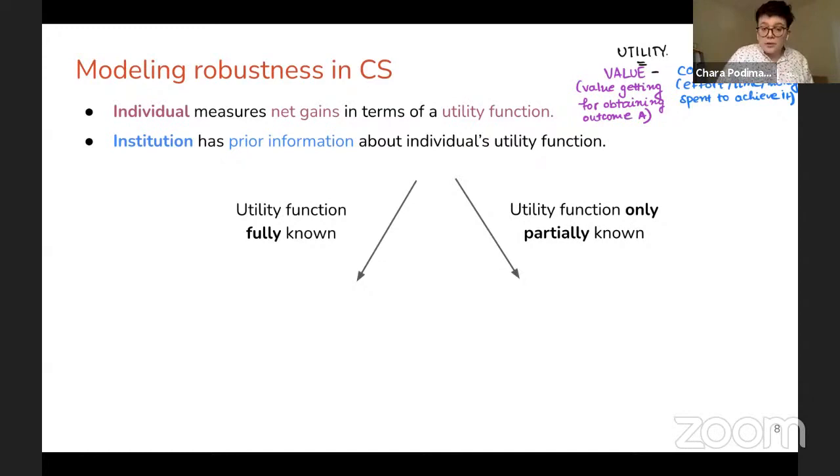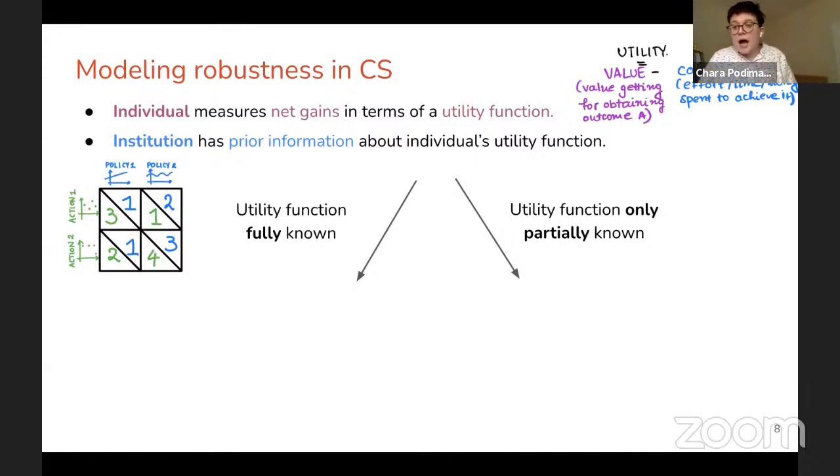And just to give you an idea about how this would look encoded in terms of payoff matrices, for those of you who are familiar with this, basically such a setting would tell you that when the utility function is fully known, then if you assume that the principal has only two policies that they can deploy, this is policy one and this is policy two, and the individual has only two actions that they can take. These actions correspond to the two different data sets that the individual can report. Then full knowledge of the utility function means that the institution, for every policy possible, can identify the payoff that they get, or the loss, actually, in accuracy, compared to the action that the individual takes as a result of their specific utility function.